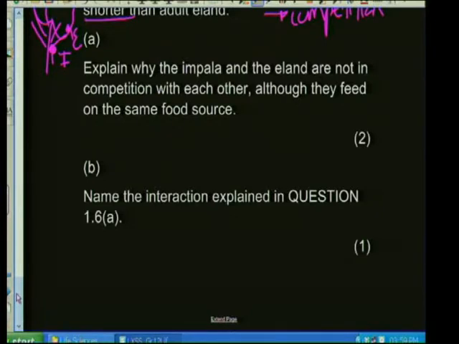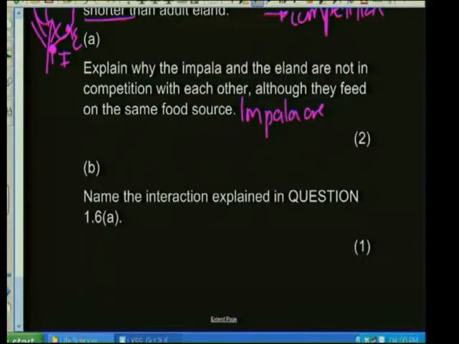Now our mind needs to start shifting into another gear. So question number A, explain why the impala and the eland are not in competition with each other, although they feed on the same food source. Looked at our little picture, the funny picture of our tree. Why do they not compete? Very simple. Now put that picture into words. The impala are shorter or smaller and eat the bottom leaves. There's your 1 mark.